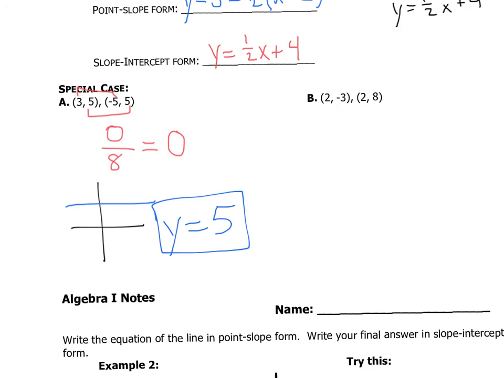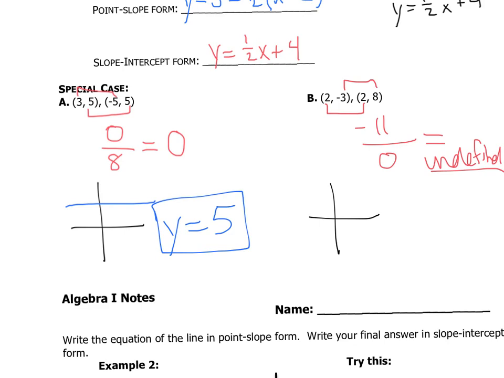Now, if we look at over here and subtract our y's, negative 3 minus 8 is negative 11, over subtract our x's, 2 minus 2 is 0. Here, you get the 0 on the bottom, therefore the slope is undefined. So undefined slopes, if you remember, go vertical. And vertical lines will never ever cross the y-axis.